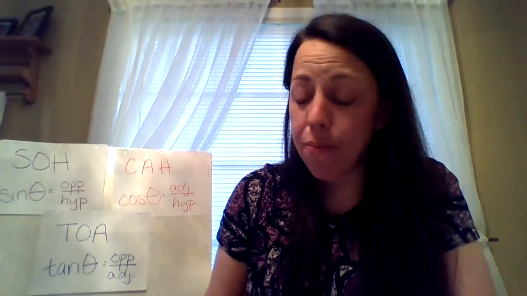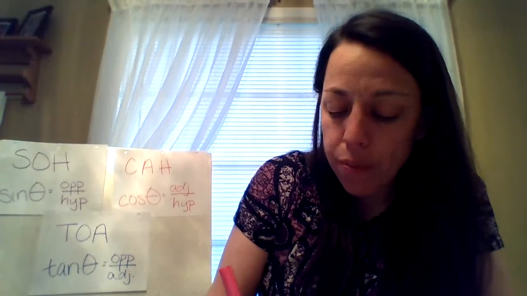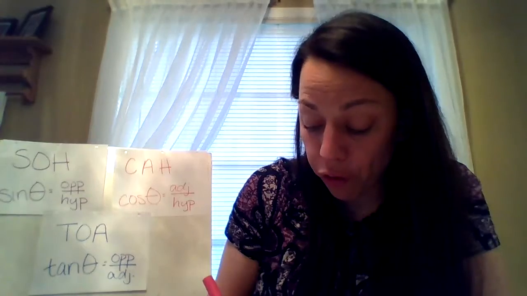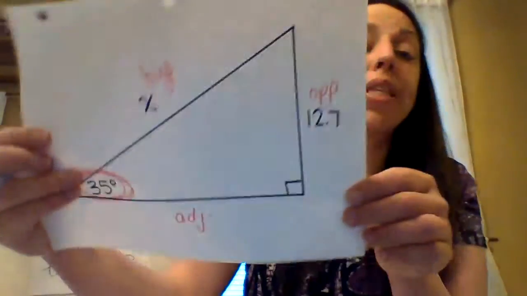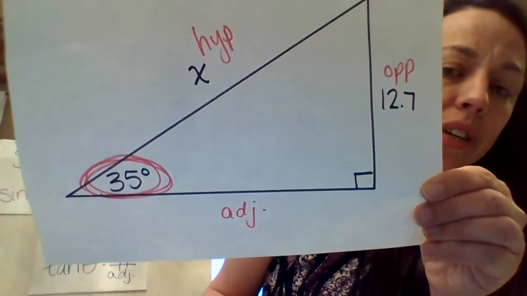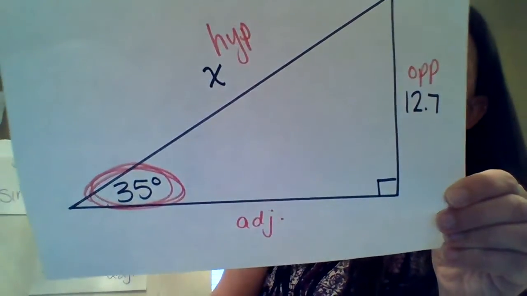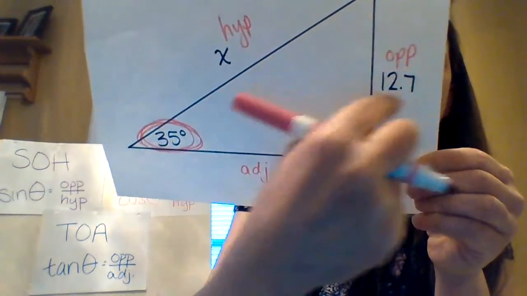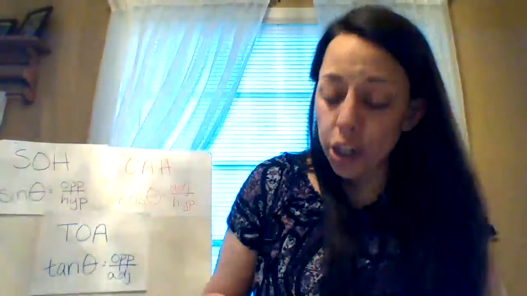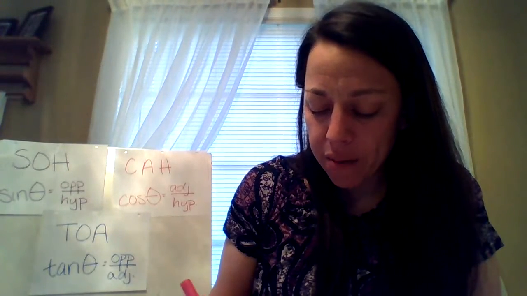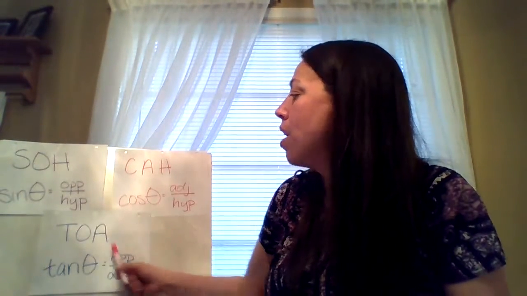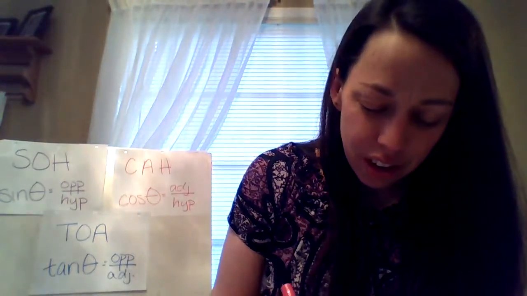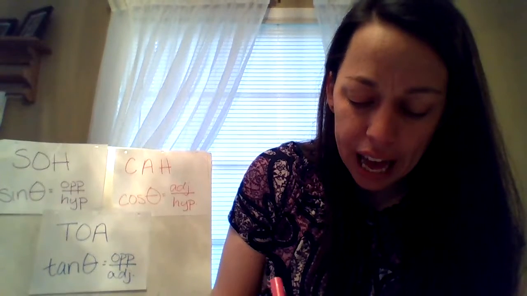So hopefully, if you need to review a little bit, remind a little bit because you didn't do it. 35 degrees is my important side. I'm going to go across from the right angle and label hypotenuse. I'm going to go across from my 35 degrees and label opposite. And I'm going to go next to my 35 degrees and label adjacent. But if I do that, ladies and gentlemen, the hypotenuse has x by it. The opposite has 12.7 by it. The adjacent has nothing by it, and therefore it's not important. And so SOHCAHTOA, I need to use opposite and hypotenuse. I'm going to use sine.